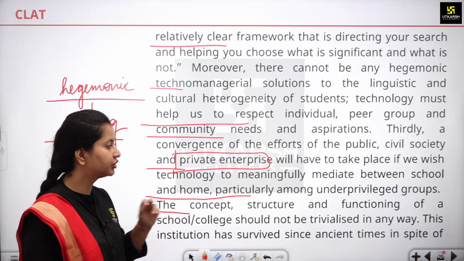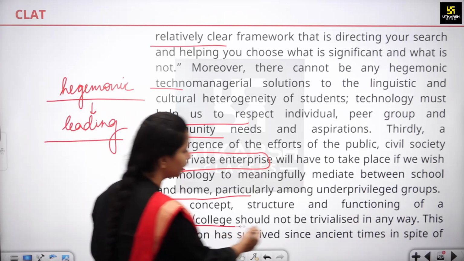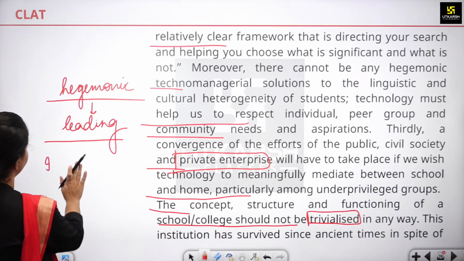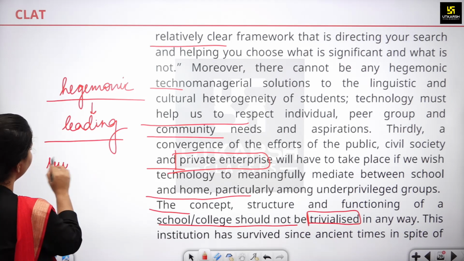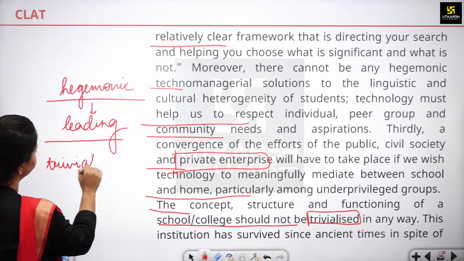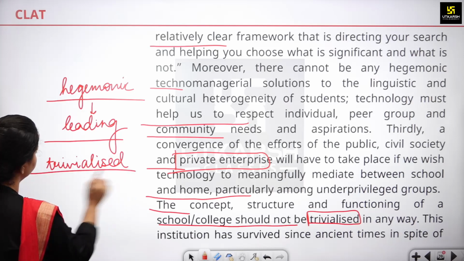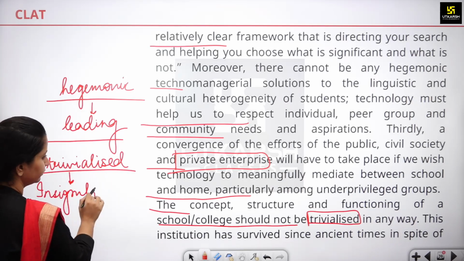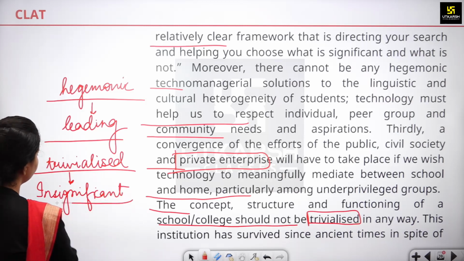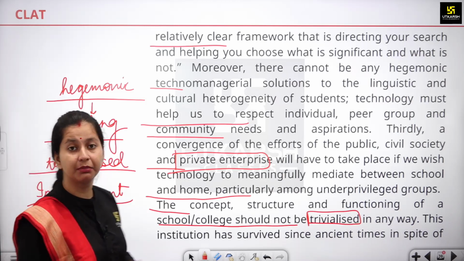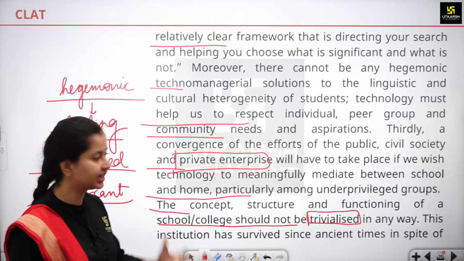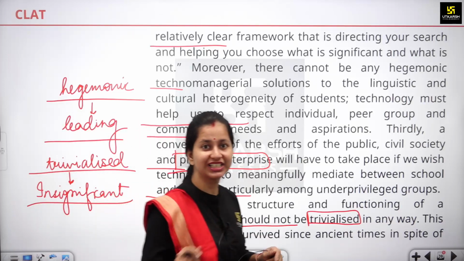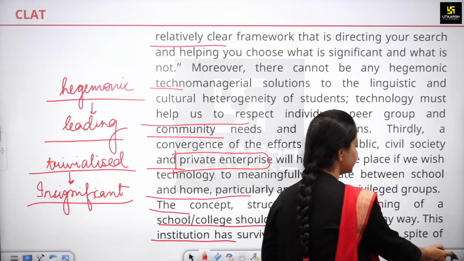Now, the concept, structure and functioning of a school collegiate should not be trivialized. What is meant by trivialized? Means insignificant. It must not be considered insignificant. Functioning of school must not be considered insignificant in any type of way. This institution has survived since ancient time. ये जो स्कूल का इंस्टीट्यूशन है, कॉलेज का इंस्टीट्यूशन है, ये कब से चलता आ रहा है?